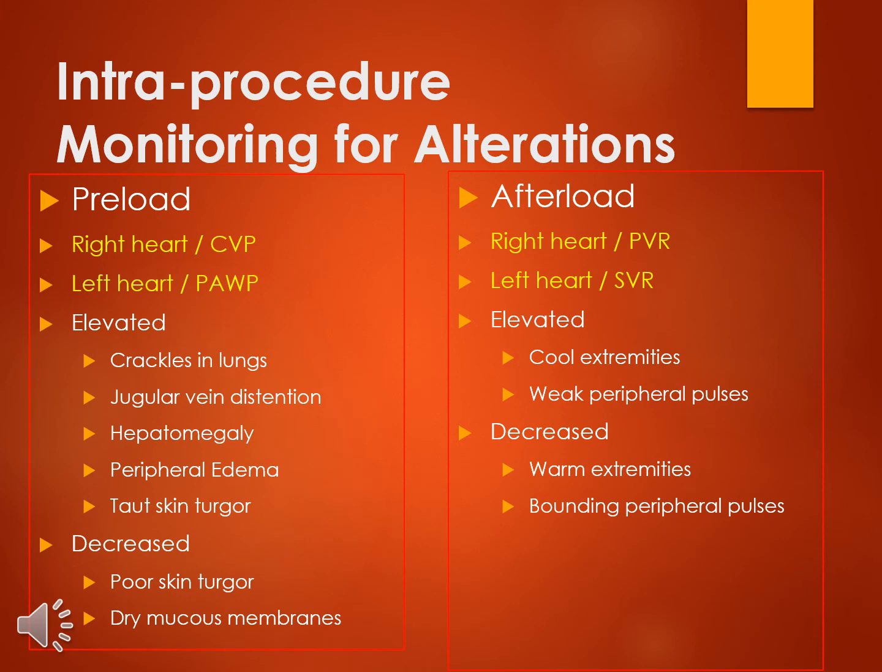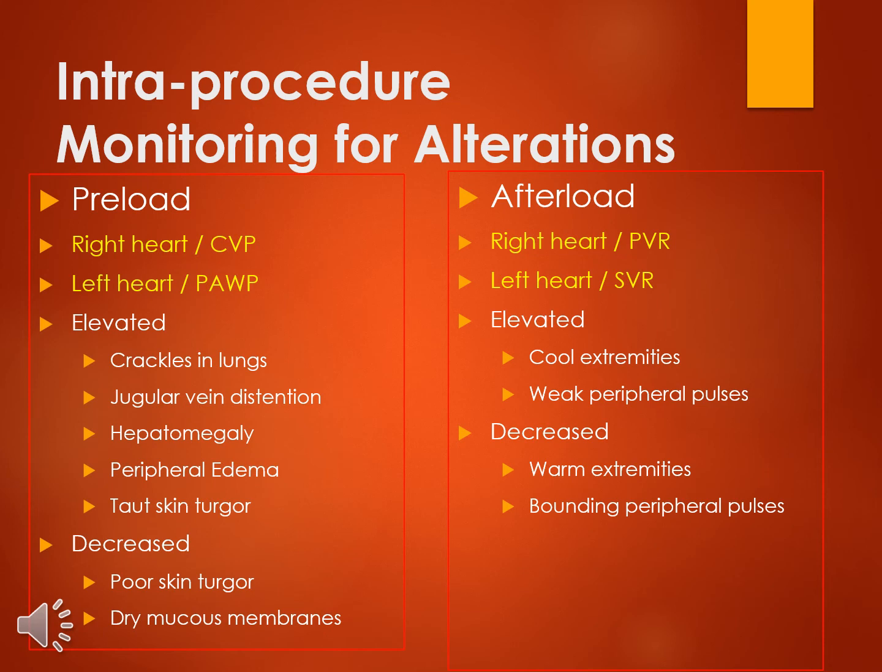Intra-procedure, monitoring for alterations. Preload problems, we're going to be looking at things again. With the right heart, we're going to look at the central venous pressure. The left heart, it's going to be the pulmonary artery wedge pressure, but again, that's going to be done by the physicians. If our volumes are elevated, we're going to note signs and symptoms like crackles in the lungs, jugular vein distension, hepatomegaly, peripheral edema, and taut skin turgor. If it's decreased or we have low volumes, we're going to see poor skin turgor and dry mucous membranes.